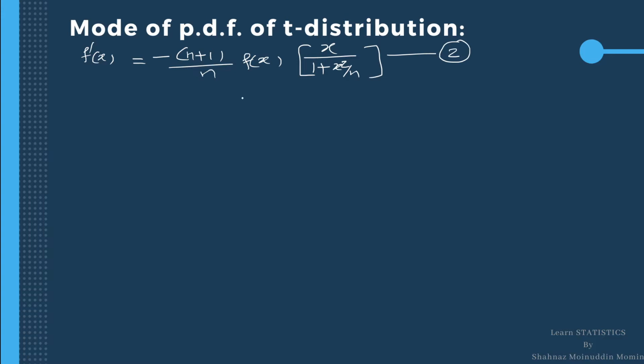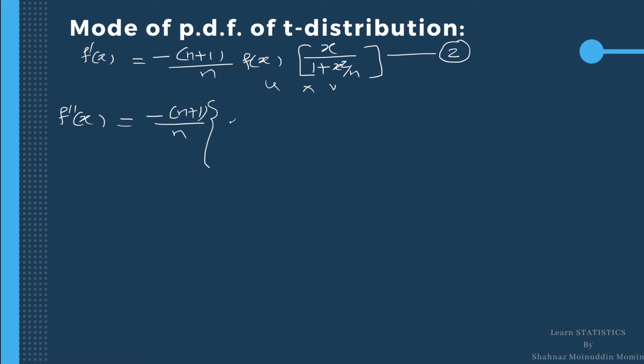Again differentiating it, we get, this is a u into v function. We will use the formula for differentiation of u into v, multiplication of two functions. Then we get the double differentiation f double dash x is equal to minus n plus 1 by n, which is a constant. I will take it outside.